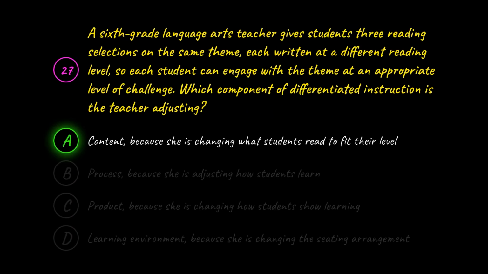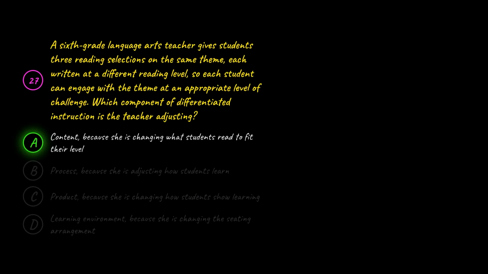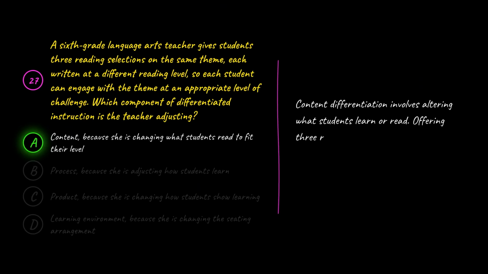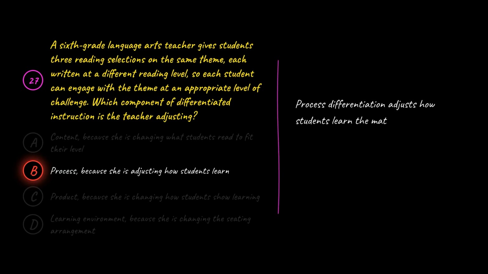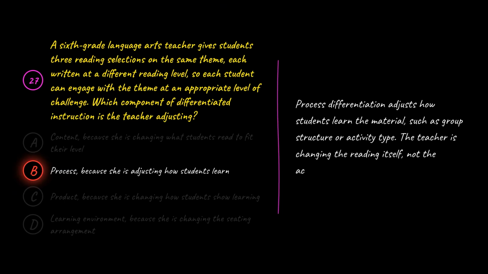The correct answer is A. Content, because she is changing what students read to fit their level. A is correct because content differentiation involves altering what students learn or read. Offering 3 reading selections at different levels on the same theme is a direct adjustment of content. B is wrong because process differentiation adjusts how students learn the material, such as group structure or activity type. The teacher is changing the reading itself, not the activity.